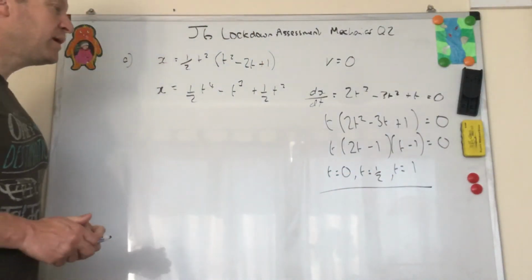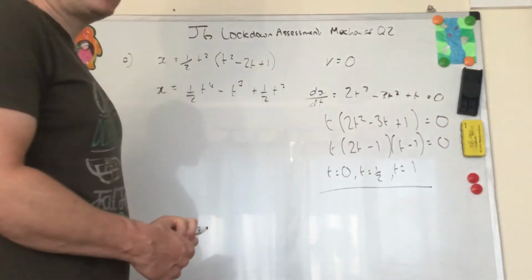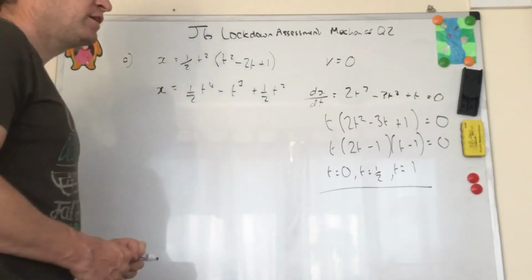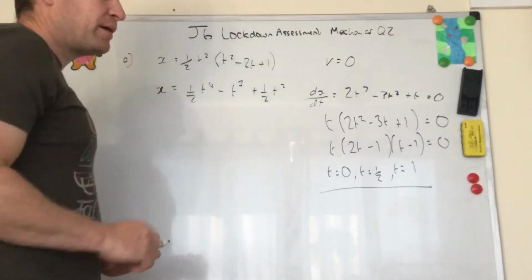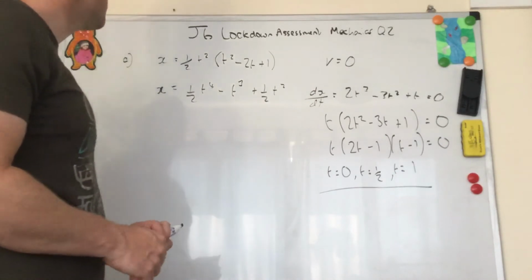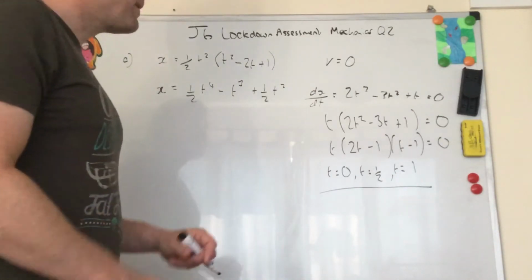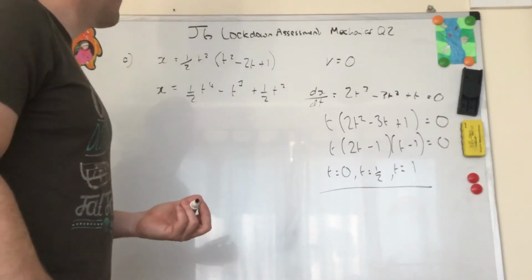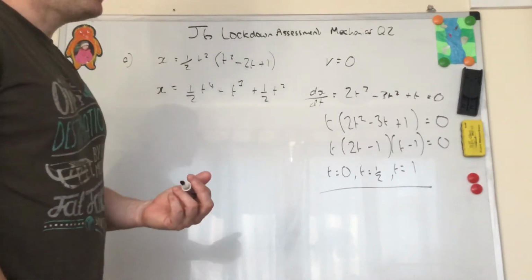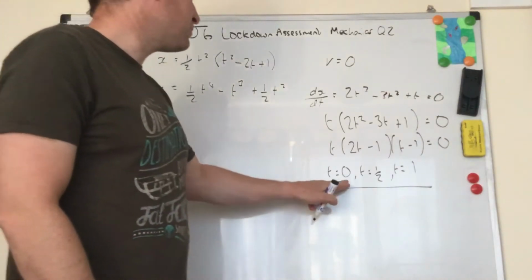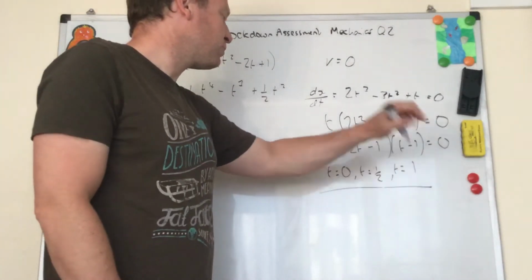Okay. Part B was a lot trickier. It's not a nice question. Find the total distance travelled by P in the interval 0 to 2. Okay. Ideally we want to look at a graph of what's happening. We know that it's at rest at t equals 0, t equals a half, t equals 1.